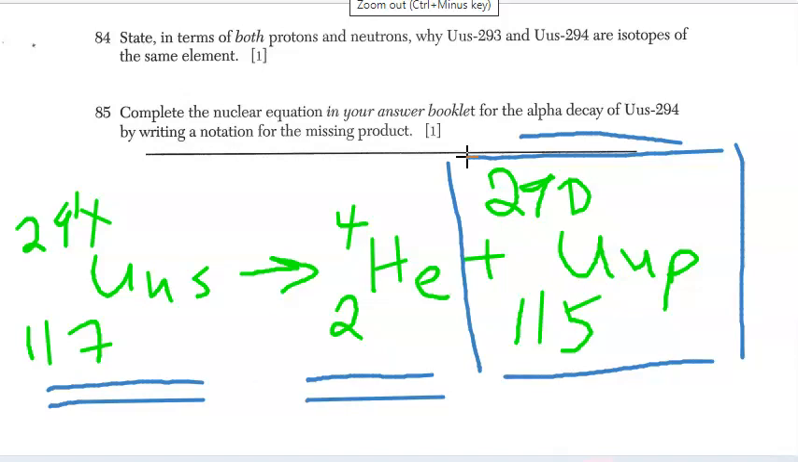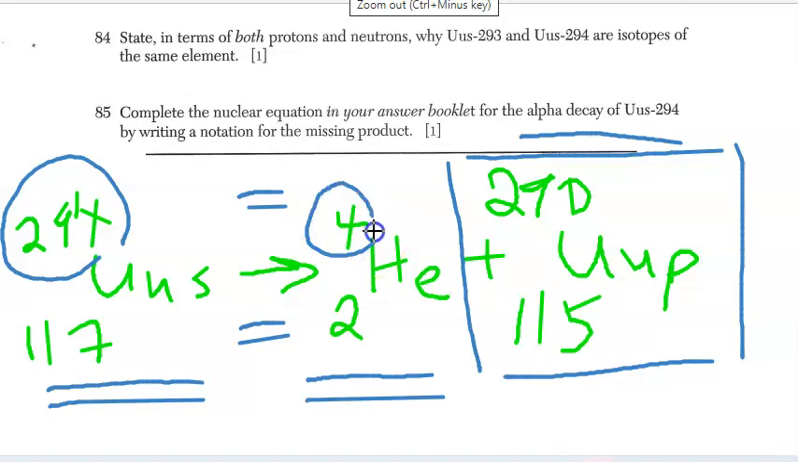When you're balancing out nuclear equations, the mass numbers must be equal on both sides of the equation, and the atomic numbers. You started with 294. On the right-hand side, you have a 4, and then you have to add 4 to the number to get 294, so it's 290 plus 4 equals 294. So 290 is the mass.